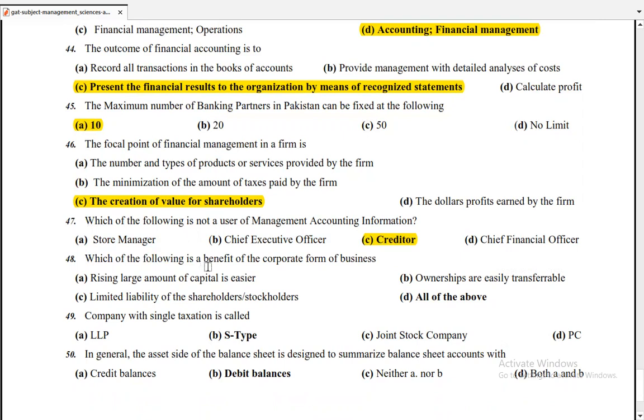Which of the following is a benefit of the corporate form of business? All of the above: raising a large amount of capital is easier, limited liability of the shareholders, ownership is easily transferable. Company with single taxation is called S-type. In general, the asset side of the balance sheet is designed to summarize balance sheet accounts with debit balances.